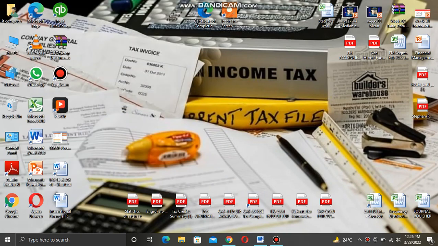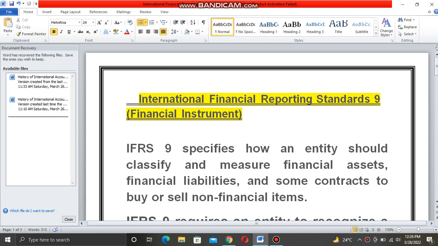Okay, so today our discussion is about IFRS 9, International Financial Reporting Standard 9, which is about financial instruments. As you can see, the name of this standard is financial instruments. Everybody knows about financials: what is finance, what is financial management, what is financial accounting, and instrument.